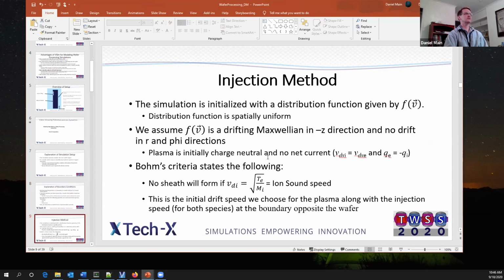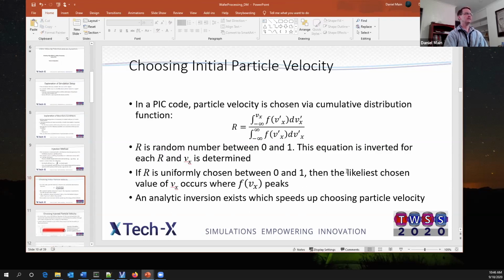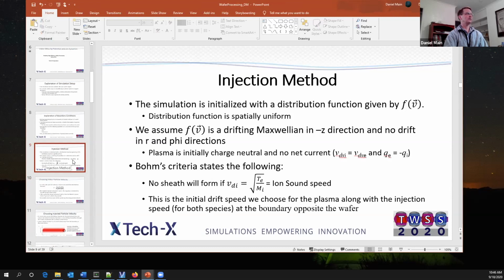We assume that this is a drifting Maxwellian towards the wafer with no drift in the other directions. Plasma is initially charge neutral with no current density either. So the two drifts for the two species are the same. And just a brief overview of the theory.